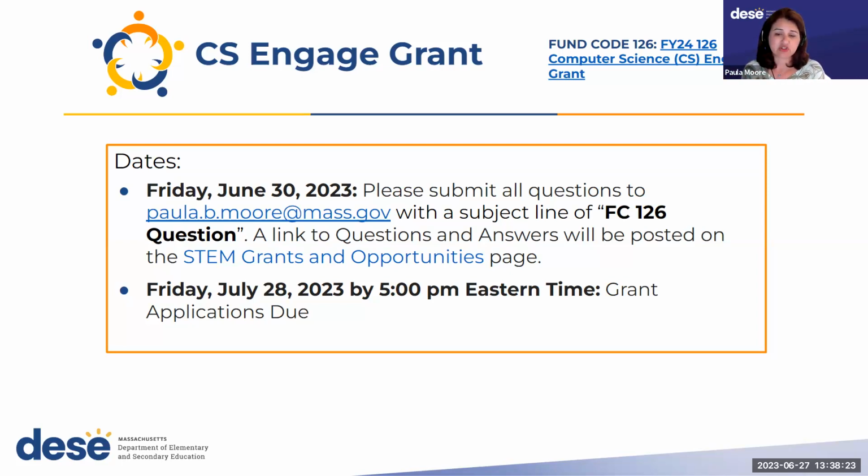The grant is due on Friday, July 28th by 5 p.m. Eastern time. And you can look into the grant posting to see exactly how you need to put those applications in. But the 5 p.m., we cannot accept anything after 5 p.m. 5:01, 5:02, please get it in earlier to ensure that you have it with us.